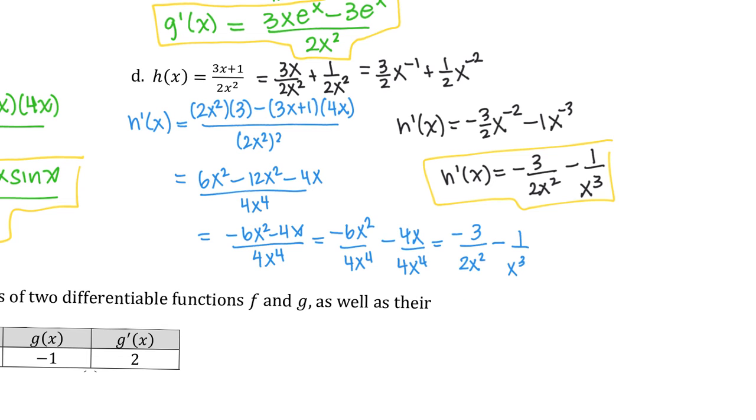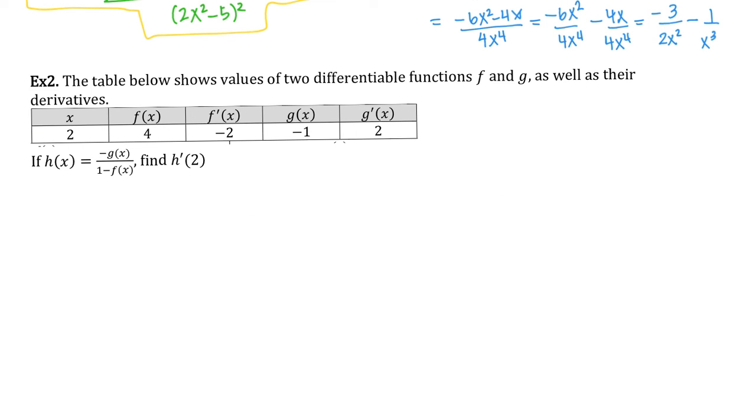so if you happen to do it that way, it's fine. Okay, for the last one, they're going to give me a table of values, and they want me to use the table of values to evaluate whatever they're trying to have me find. Okay, let's see. H of x equals negative g of x over 1 minus f of x. They want me to find h prime of 2, and they don't give me any equations, but they do give me this nice little quotient, so I'm going to use the quotient rule.